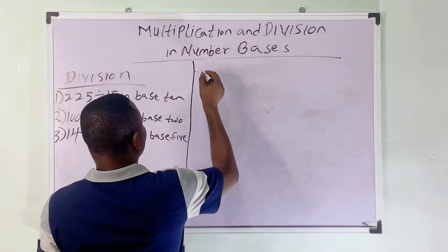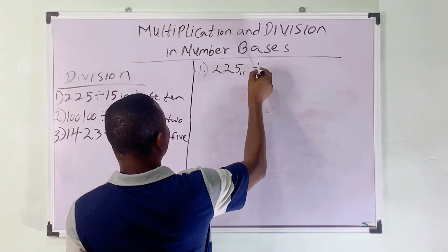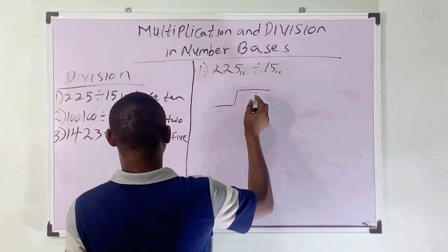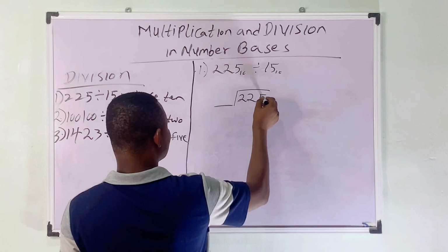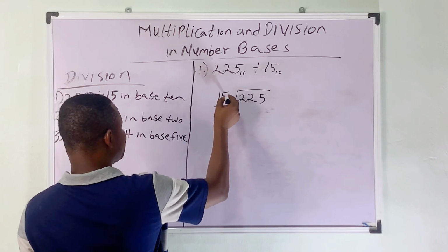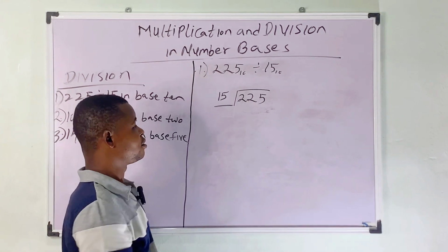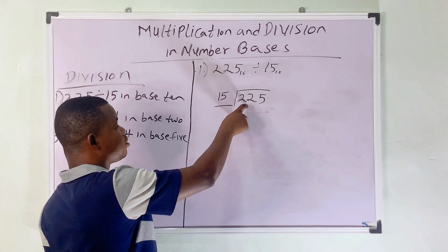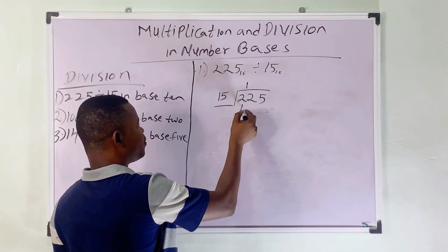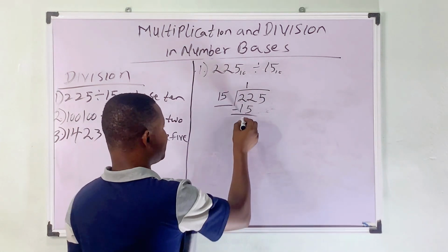Now, 225 in base 10 divided by 15 in base 10. We use the non-division method because that is the simple and fast method to perform division operation. 2 divided by 15 is not possible. Then we combine the second digit. So 22 divided by 15, that is 1. 15 times 1 will give us 15. We want to determine the remainder here. 22 minus 15, that is 7.